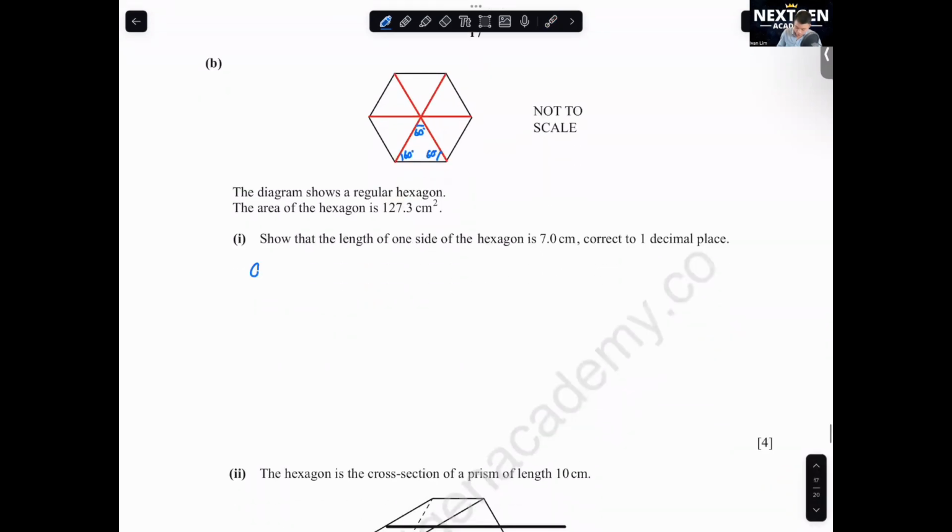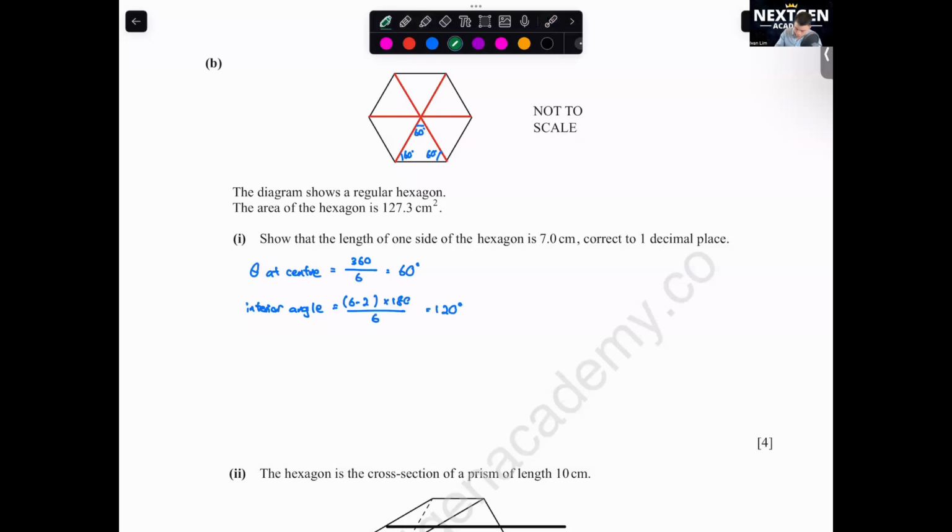Angle at center will be equal to 360 divided by 6, which is 60 degrees. Interior angle is equal to n minus 2, so 6 minus 2 times 180 divided by 6, which is 120 degrees. So this entire thing here will be equal to 120 degrees. You split it into 2, will also be 60 degrees. So 120 divided by 2 will be 60 degrees. So all the angles will be equal to 60 degrees. Now you know this is 60, 60, 60.